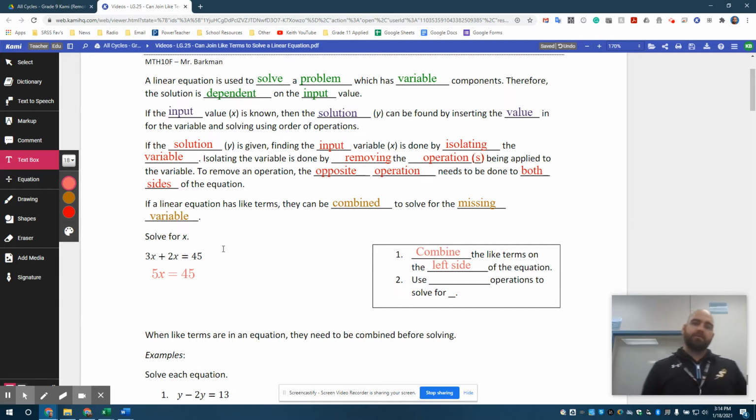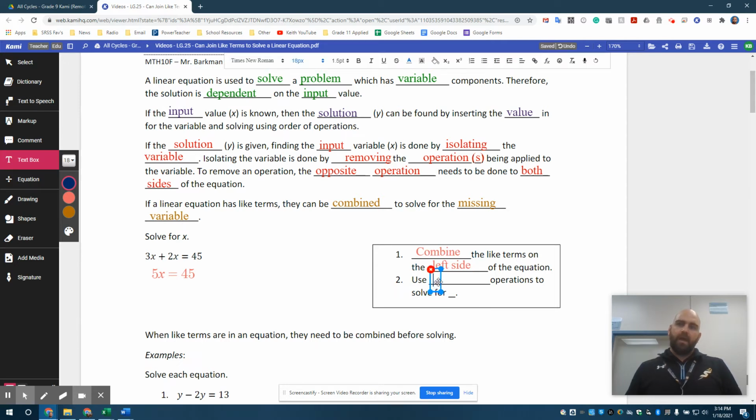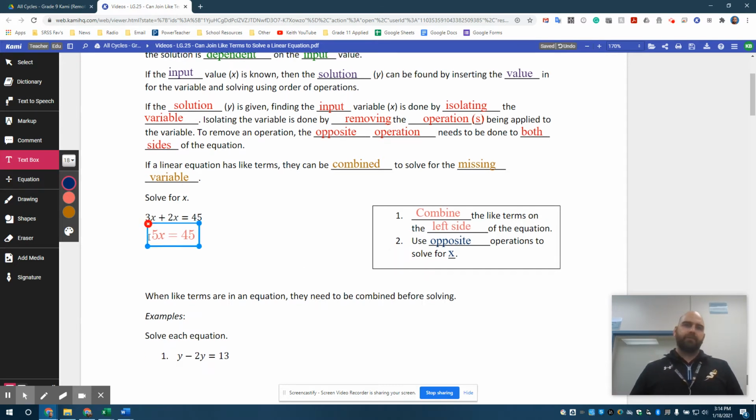Anytime we have like terms which are being added or subtracted, we want to combine them just to make it a little bit simpler and just to kind of make it so we actually can solve for the variable. Okay. Once we've combined them, then we use the opposite operations to solve for our variable. In this case, we're solving for x. Okay, so we combined and then we can solve.